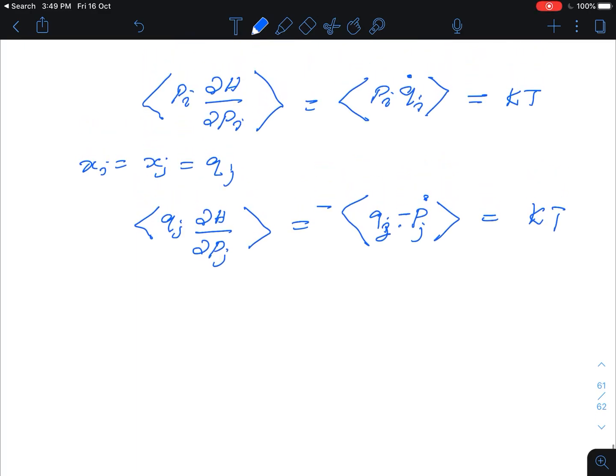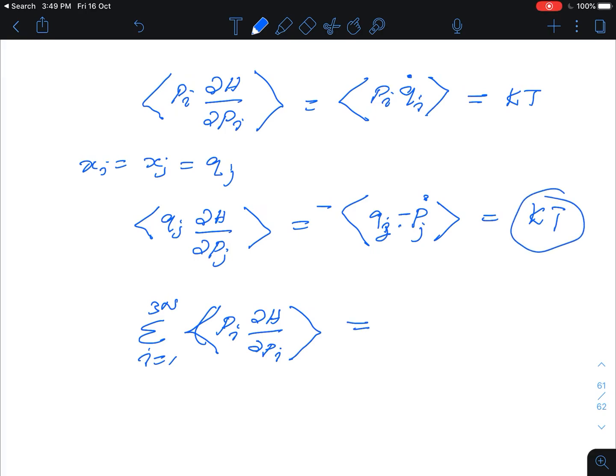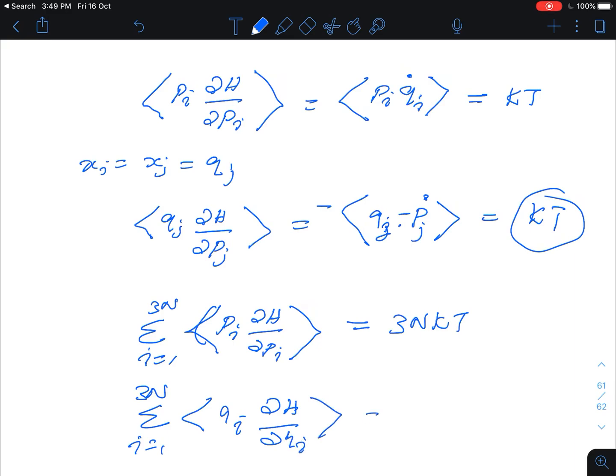Now if we do all the possible expectation value, that means suppose I am taking sigma I is equal to 1 to 3n, am I right? The expectation value of pi dou h by pi. Okay, so first case p1 p2 p3 അങ്ങനെ എല്ലാം ചെയ്തു കഴിഞ്ഞാൽ എന്ത് കിട്ടും? ഇങ്ങനത്തെ കെ ടിയുടെ എത്ര എണ്ണം ഉണ്ടാവും? ഓരോന്നിലും കെ ടി ആണ്. സോ ദർ വിൽ ബി 3n കെ ടി. Similarly, sigma I is equal to 1 to 3n qi dou h by dou qi is also 3n kt.